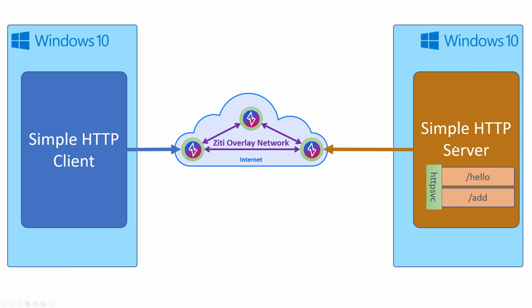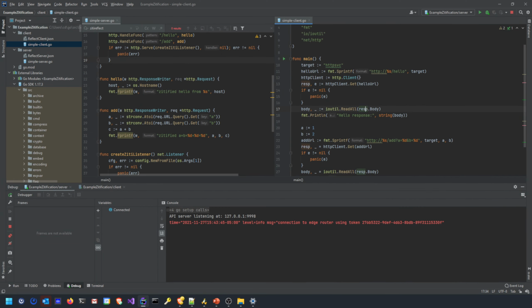I have a simple web server, which we just started, that listens on HTTP service and provides the hello and add endpoints. And now I'm going to make a simple HTTP client and wire it all together. So let's go back to the code and keep doing the zitifying bits. Okay, so now after I've changed the target, I'm going to change the HTTP client.